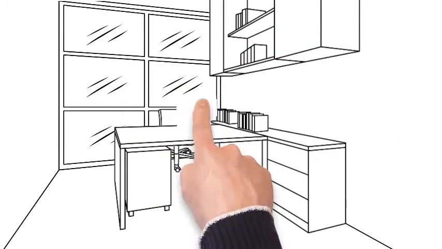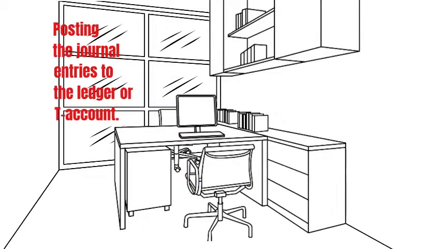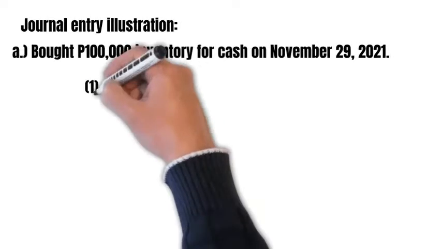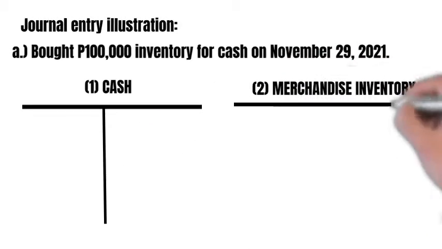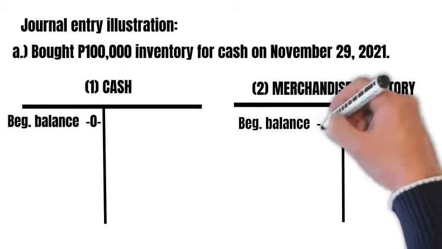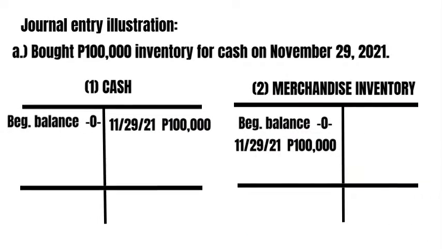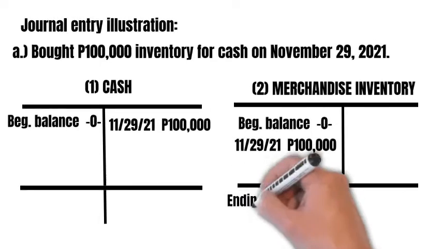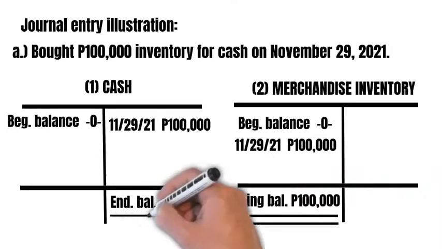The second step of the accounting process is posting the journal entries to the ledger or T account. Cash. Merchandise inventory. Beginning balances. Debit merchandise inventory 100,000 pesos. Credit cash 100,000 pesos. Merchandise inventory ending balance 100,000 pesos. Cash ending balance negative 100,000 pesos.